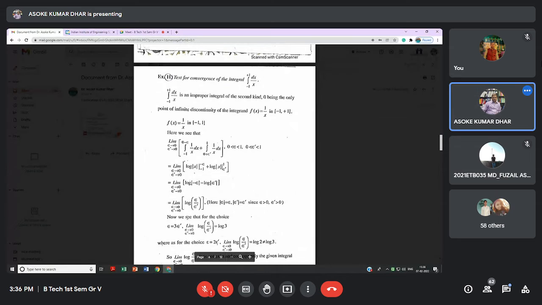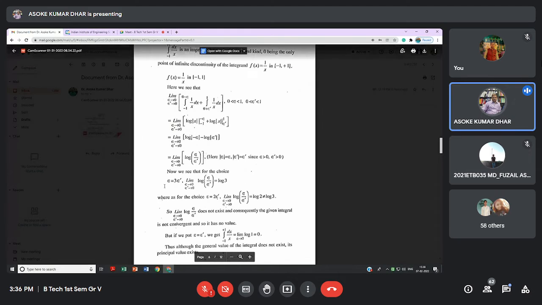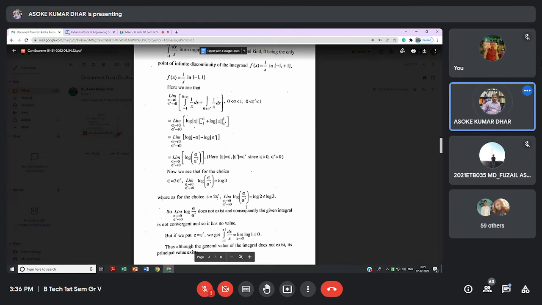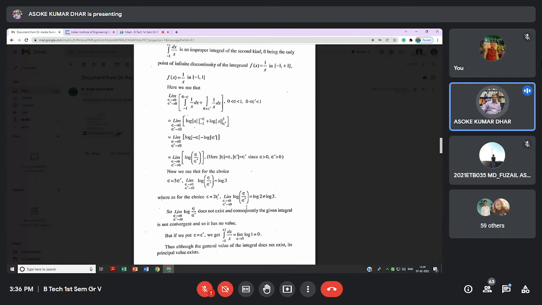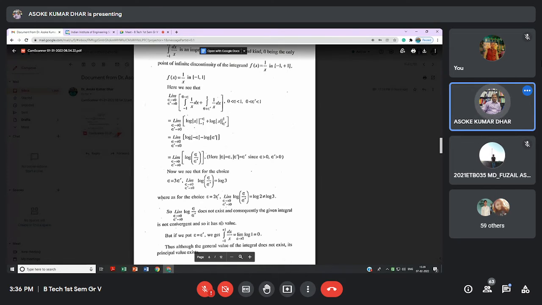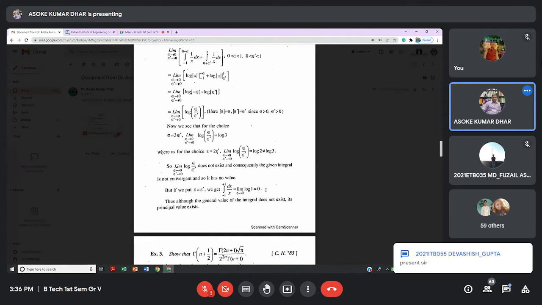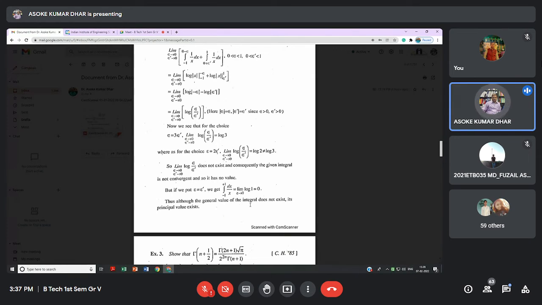Now we see that if epsilon and epsilon dash are two independent numbers, then it will be either 3 epsilon dash or 2 epsilon dash, so we get different answers. So the answer is not unique, and that is why the integral does not converge in the general value sense, that is, when epsilon is not equal to epsilon dash. But if we consider epsilon equal to epsilon dash, then this is equal to log 1, which is 0, a finite value. Therefore, the integral does not exist in the general value sense, but the principal value exists.